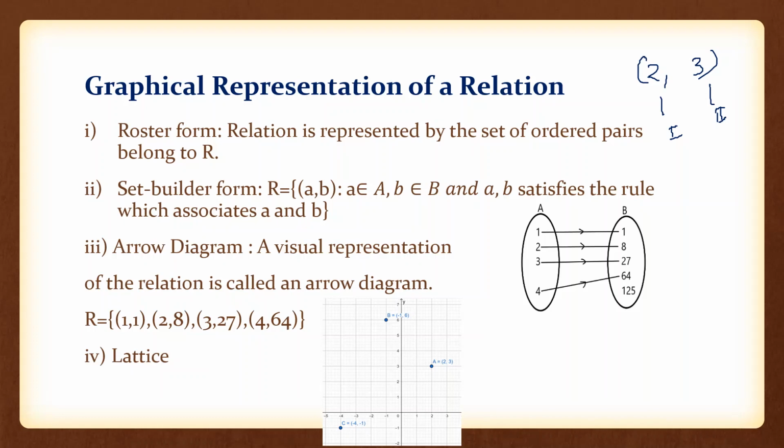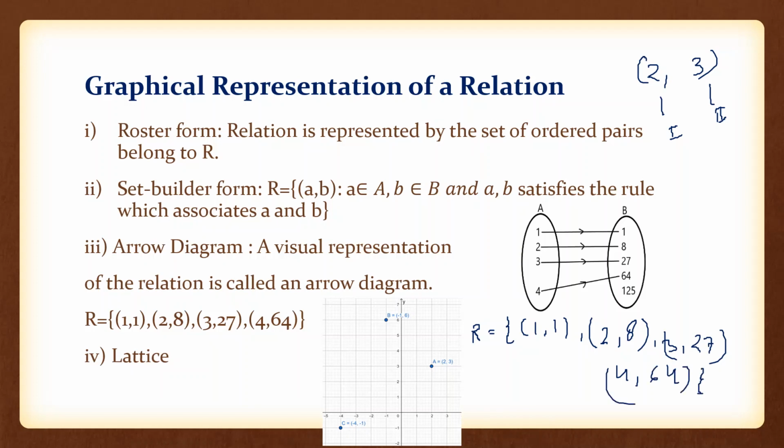This is nothing but R will be equals to (1, 1). Then the second ordered pair is (2, 8). Third is (3, 27). And fourth is (4, 64). So this is a relation which can be easily understandable by an arrow diagram. Okay, it is here also written, R is represented like that.